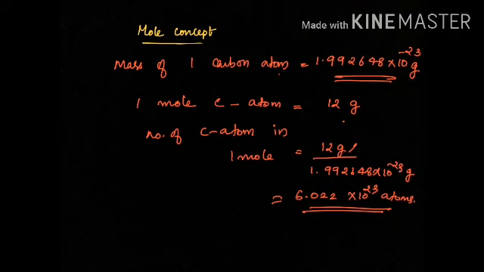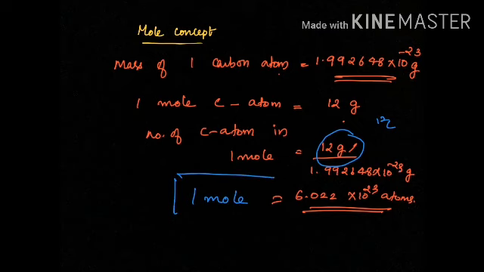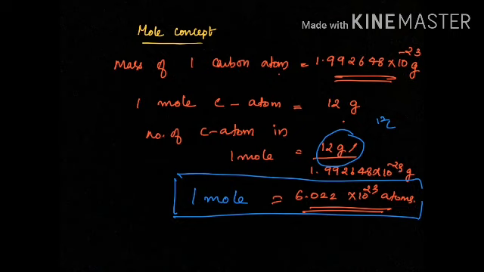Now we got that in 12 gram of carbon 12 isotope, 6.022 into 10 raised to 23 atoms are present. That is what we found out. Now we have related it, 1 mole, we kept this as the constant. 1 mole is equal to 6.022 into 10 raised to 23 atoms.